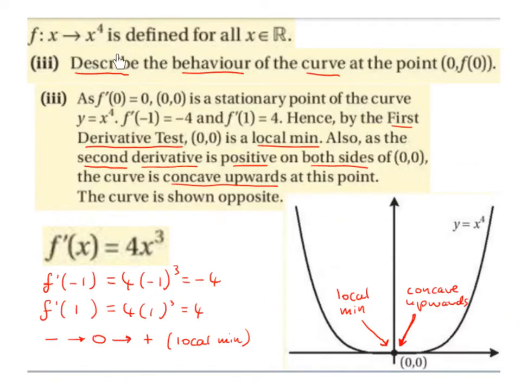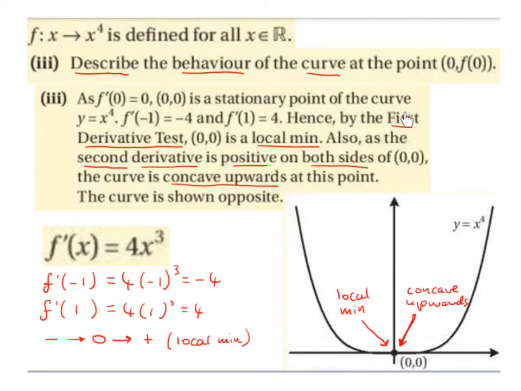Part 3. Describe the behavior of the curve at the point (0, f(0)). As f'(0) is equal to 0, (0, 0) is a stationary point of the curve y equals x to the power of 4. f'(-1) is equal to -4, and f'(1) is equal to 4. So the derivative of the function with an x value of -1 gives a y value of -4, and the derivative of the function with an x value of 1 gives a y value of 4.